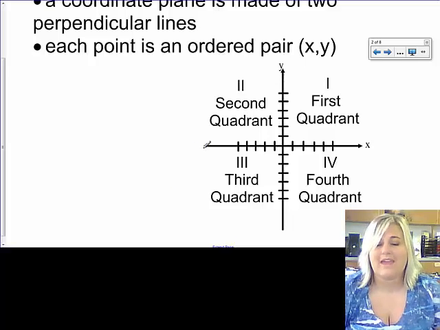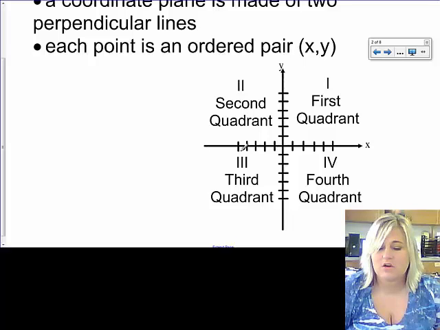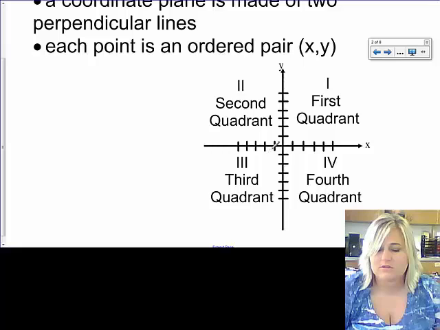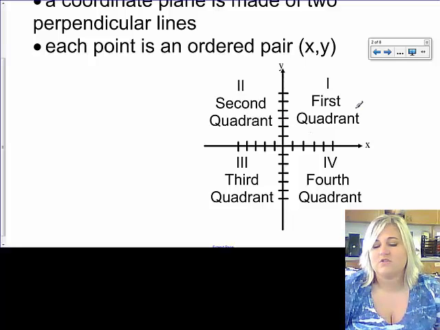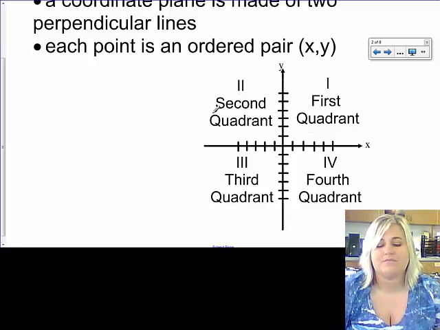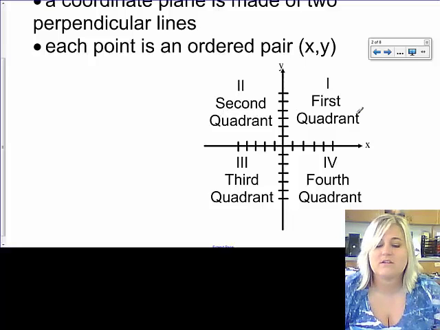We go the x coordinate first, so we always start at the origin, which is right here where those two lines meet. Okay, we always go the x first, which is along the x-axis, and then from the point that we move for the y. Other things that you need to know about the coordinate plane is that this is the first quadrant, second quadrant, third quadrant, and fourth quadrant.